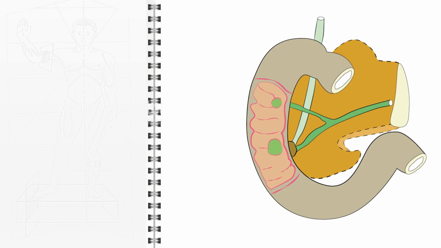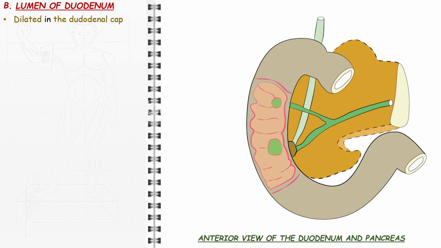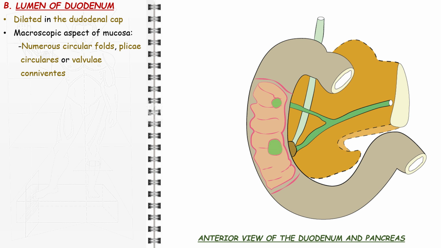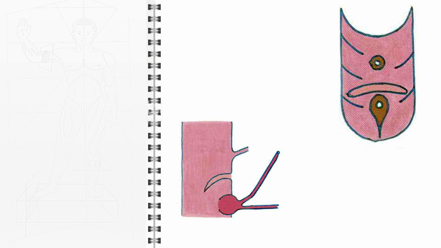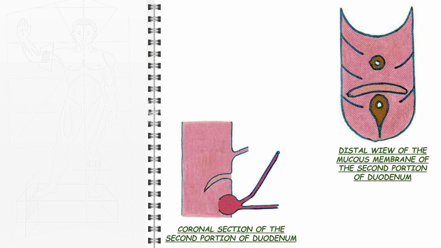The lumen of the duodenum is dilated in the duodenal cap. The macroscopic aspect of the mucosa consists of numerous circular folds, plicae circulares or valvulae conniventes. The latter are less marked in the duodenal cap, where the mucous membrane is smooth since it is the most dilated portion. The posteromedial wall of the second portion contains two papillae.